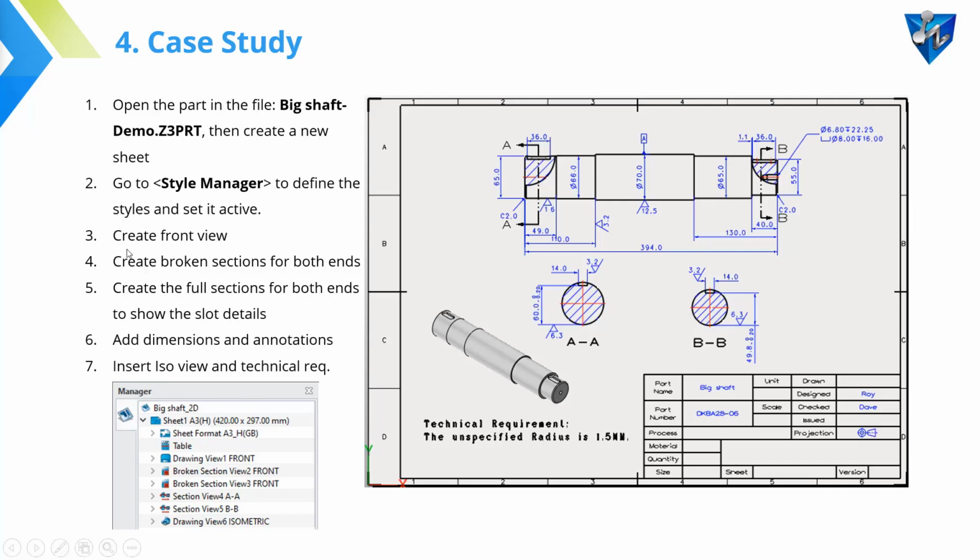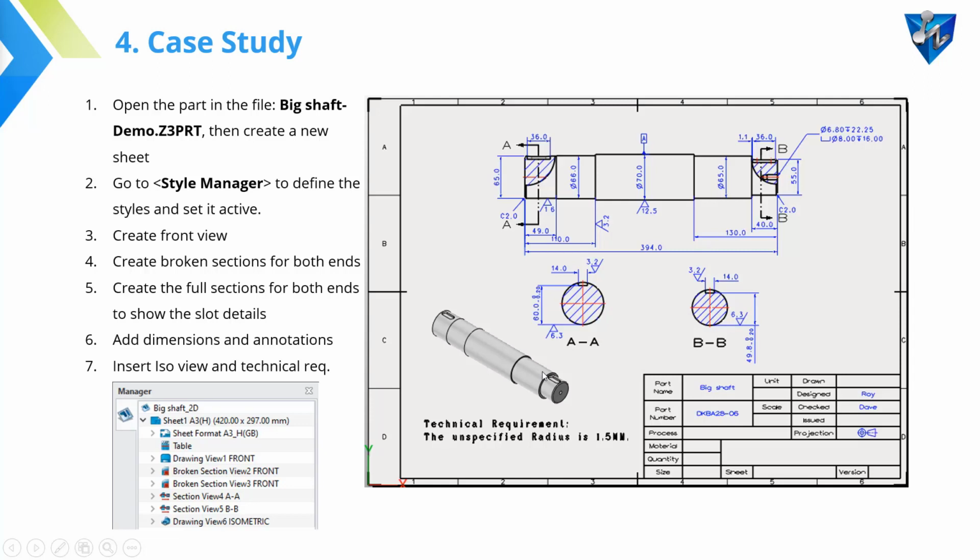And then we create the front view first and then create the broken section for both ends, here and here. And then we create the full sections for both ends to show the slot details. And after that, we add this kind of dimensions and then annotations. And in the last step, we insert the isometric view, this view, and also the technical requirements. So let's go through the workflow.